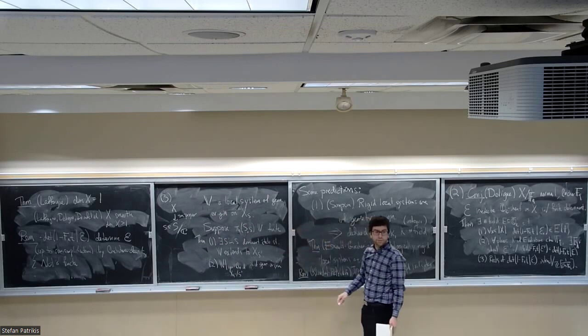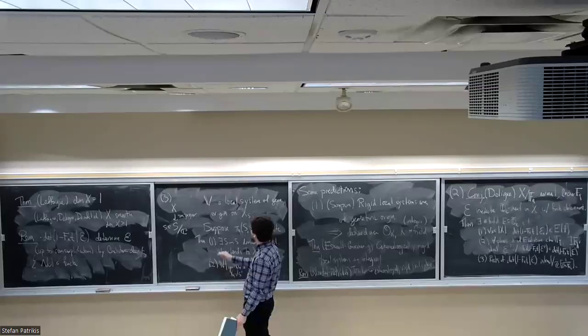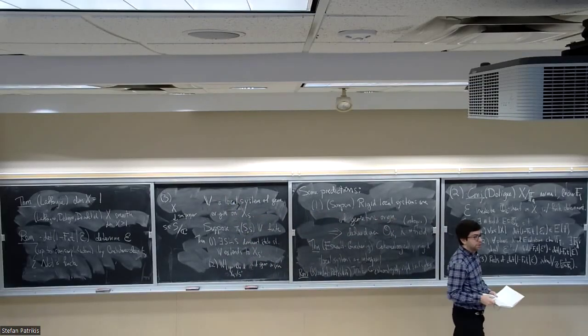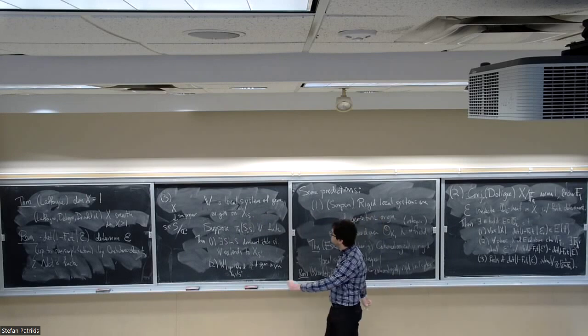So I claim this relative Fontaine-Mazur conjecture tells you that you can check if something is of geometric origin by checking on one fiber and checking this kind of global condition. Okay, so let me just verbally say a word about why this follows from this relative Fontaine-Mazur conjecture. So what do you have to check?